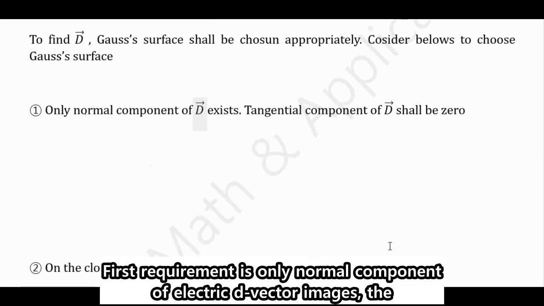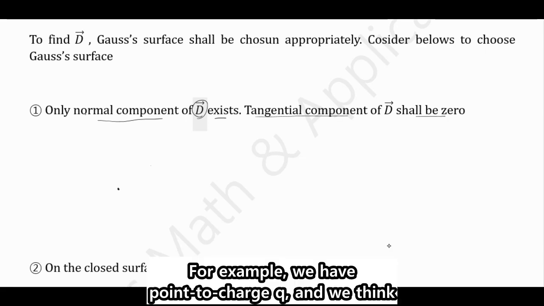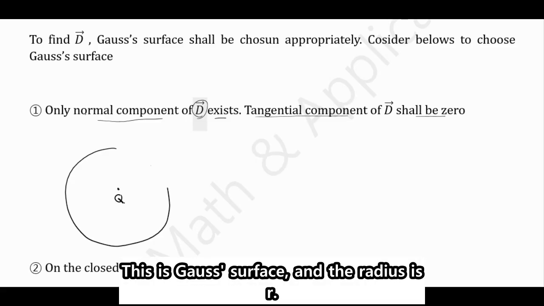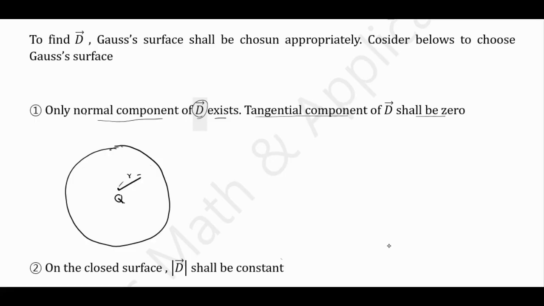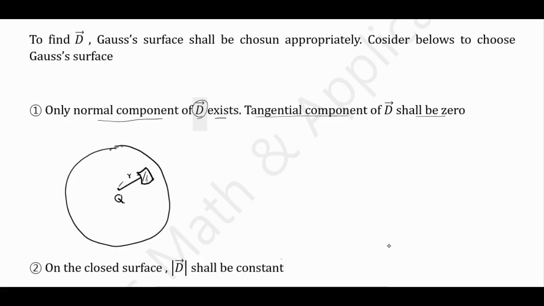The first requirement is that only the normal component of the electric D vector exists. The tangential component of the D vector shall be zero, does not exist. For example, we have point charge Q, and we take Gauss's surface as the surface of a sphere. Like this. This is Gauss's surface, and the radius is r. This is the surface of a sphere, and r is constant.